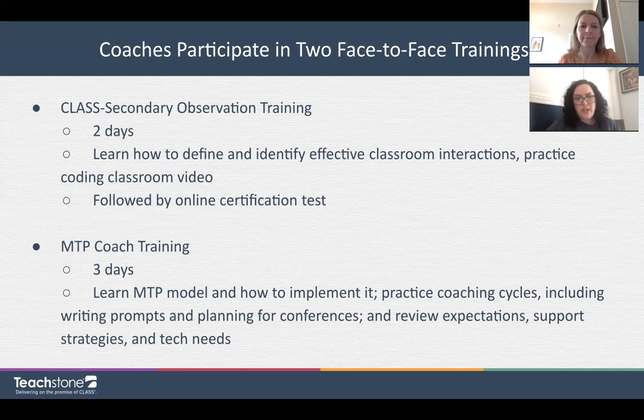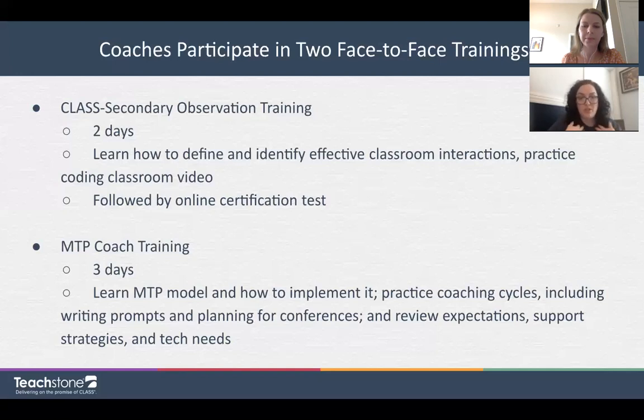Following that 2-day training, about a month to 6 weeks later, depending on particular schedules, coaches come back together, this time for an MTP coach training. So this is where they're actually digging really deep into that model that we just talked about, with the 5 steps, and they're getting to learn about the model, the origins and development of the model, getting to see examples of each step of the model in action, analyzing those examples, and then actually getting to practice them.